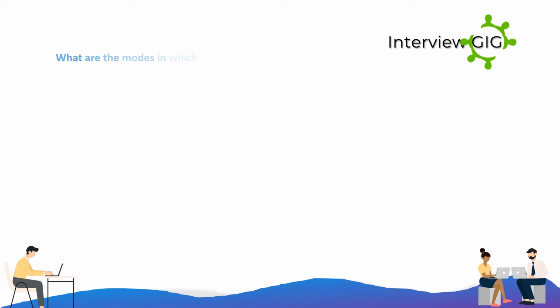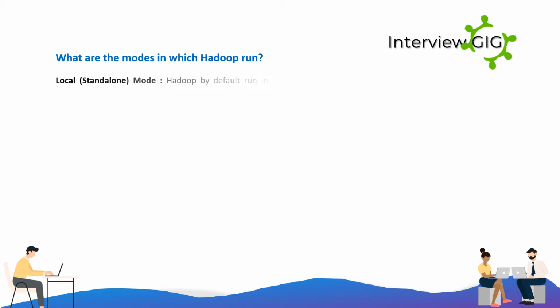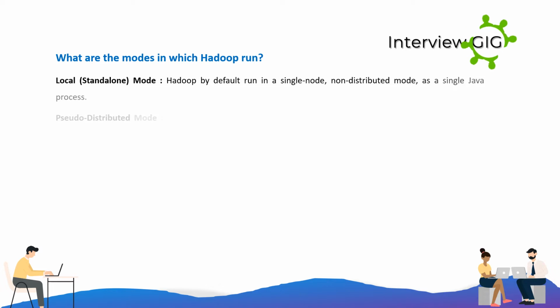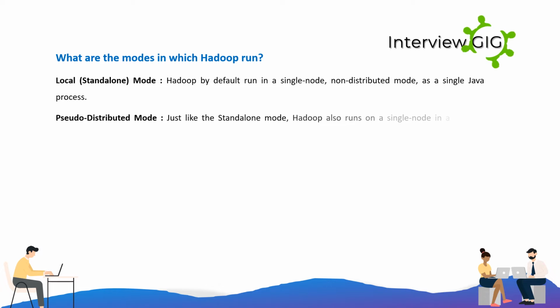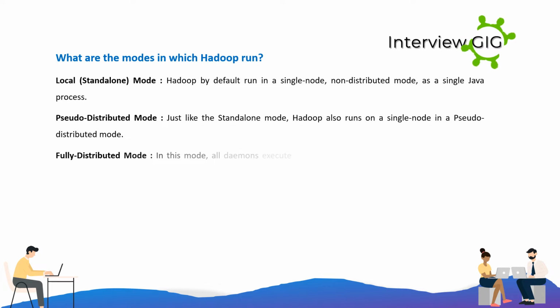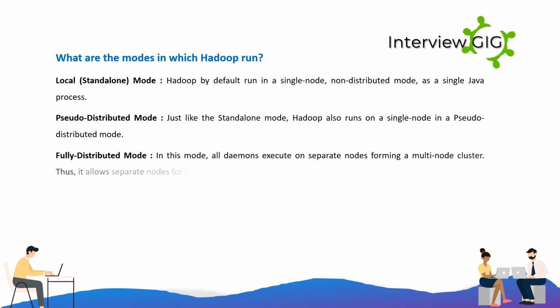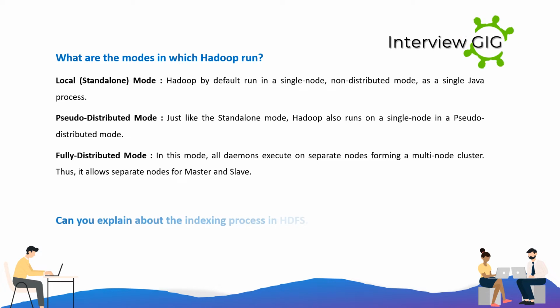What are the modes in which Hadoop runs? Local, standalone mode. Hadoop by default runs in a single node, non-distributed mode, as a single Java process. Pseudo-distributed mode. Just like the standalone mode, Hadoop also runs on a single node in a pseudo-distributed mode. Fully distributed mode. In this mode, all daemons execute on separate nodes forming a multi-node cluster. Thus, it allows separate nodes for master and slave.